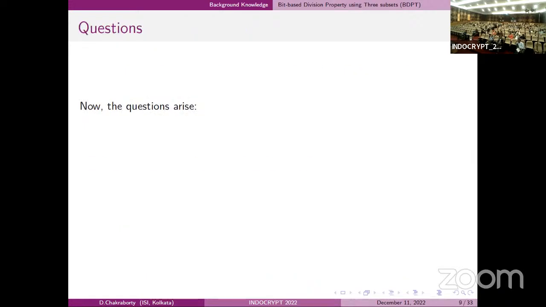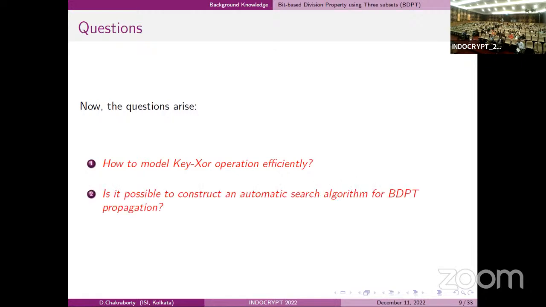Now the question arises: how do we model this key-XOR operation efficiently? We have to somehow model this transition of elements, because the independent evaluation of public functions is fine and already well modeled for copies and S-box functions. But what about the key-XOR operation? And the second point: is it possible to construct an efficient automatic search algorithm for this three-subset division property propagation? Now I will answer these questions gradually.